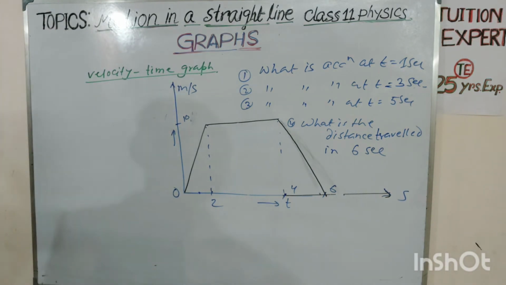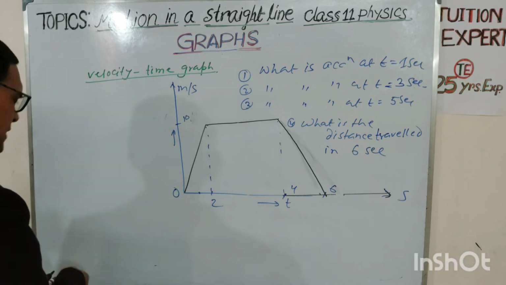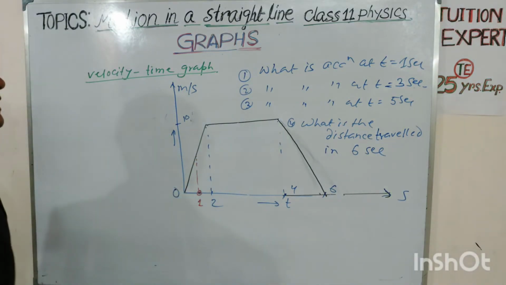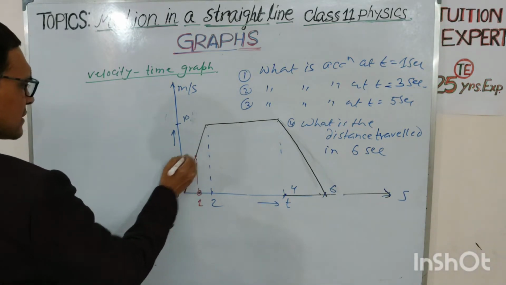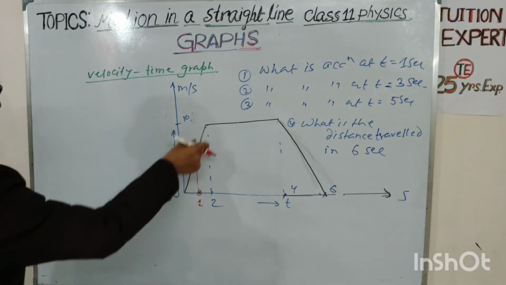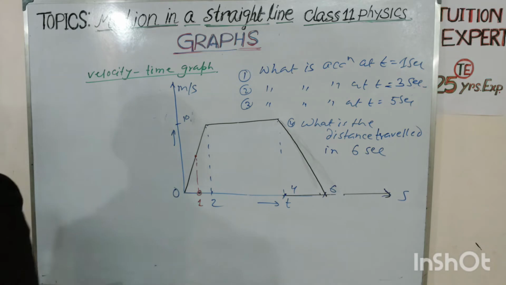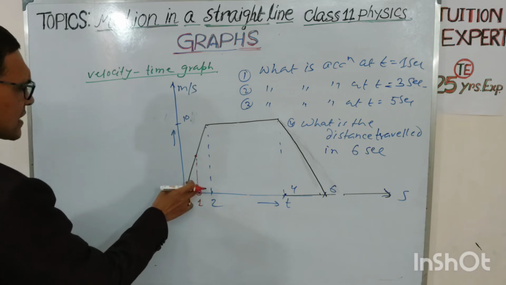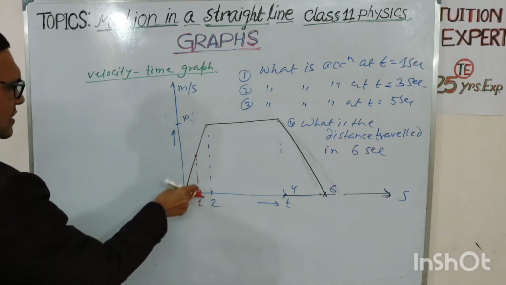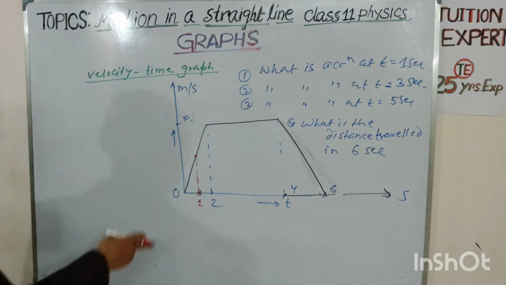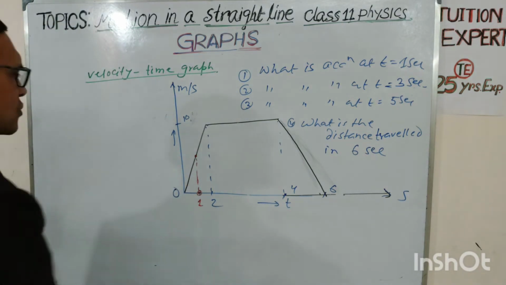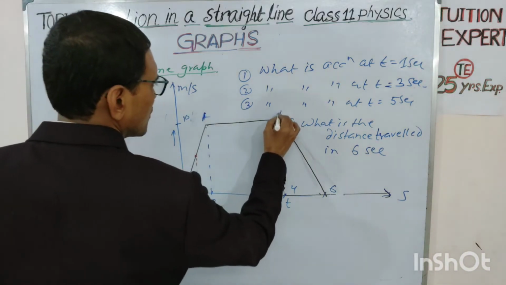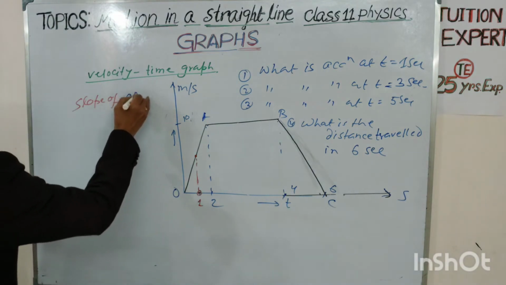Now we know that t equal to 1 second is this point. To find the acceleration at this point, the slope of this line represents the acceleration. At 1 second, if we draw a line, it is on the straight line, and the slope of the straight line represents the acceleration. So suppose this is the slope of OA, equal to what?